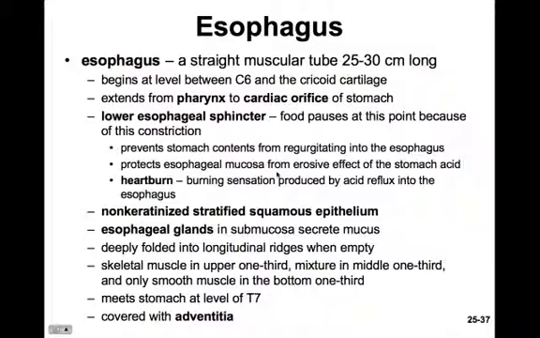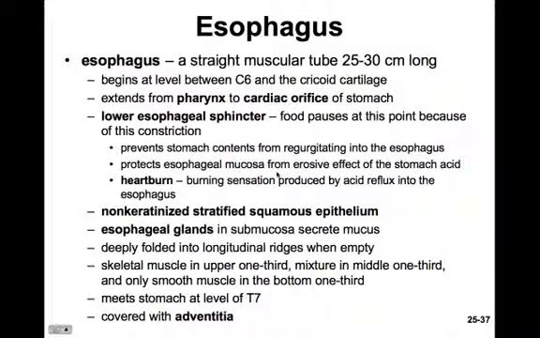The esophagus begins at the level of C6, right by the cricoid cartilages, you'll remember from respiration. And it meets the stomach at the level of the thoracic vertebra number 7. It extends from the pharynx down to the cardiac orifice of the stomach, which is named for its proximity to the heart.